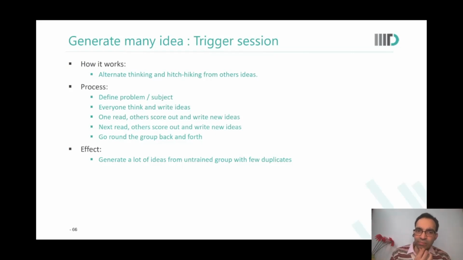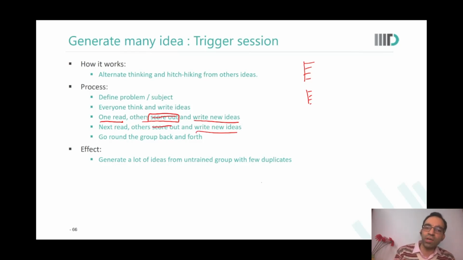Is that clear? So initially 1 minute, everyone thinks and writes ideas. Then one person reads out his or her ideas. Others score out ideas which are common. Score out matlab cancel. And they write new ideas. Once the list of first person is all done, we go to the second person. And we say second person बोलेगा और जितने भी बाकी लोग हैं, they will score out their ideas, common ideas, and write new ideas. And we go round robin.